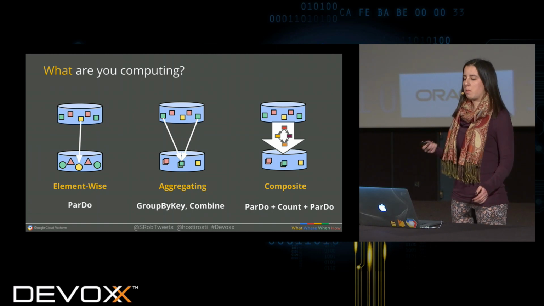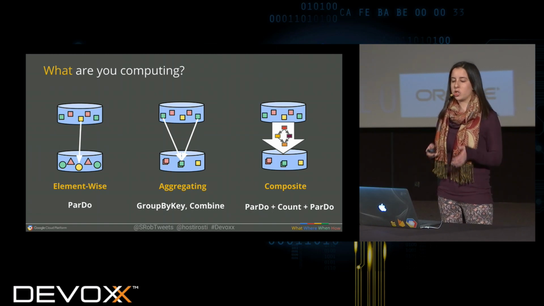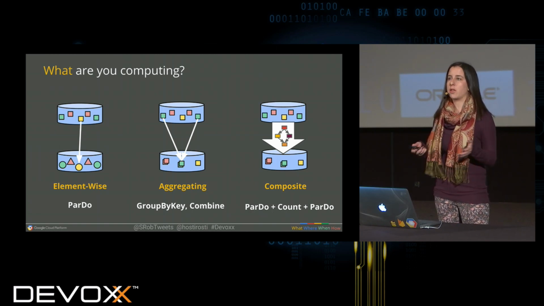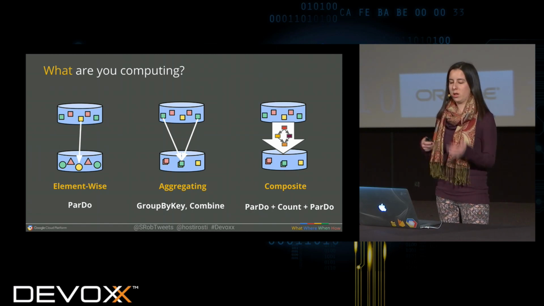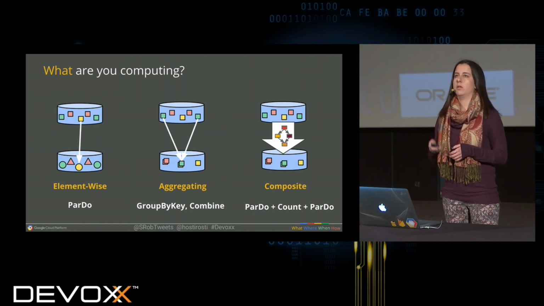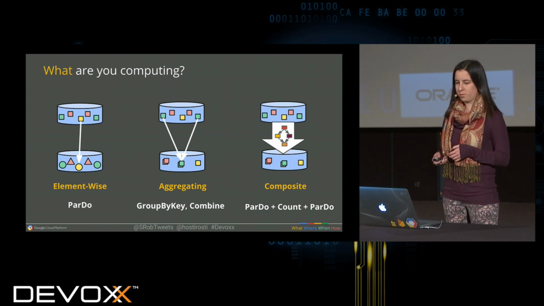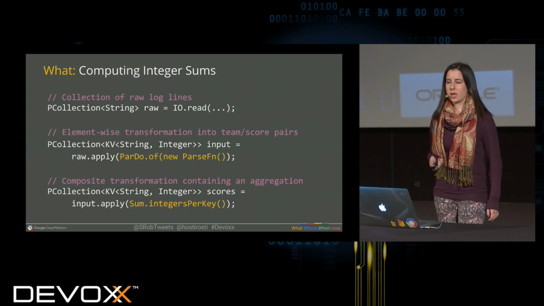And then finally, we could have composite transformations, which is essentially chaining multiple transformations together to create some sort of custom transformation. One example is you could do a parallel do followed by a count followed by another parallel do. So let's take a look at some sample code for our gaming app.